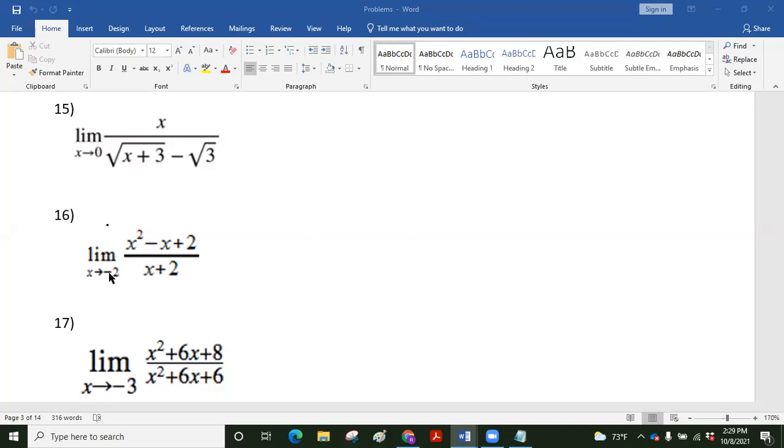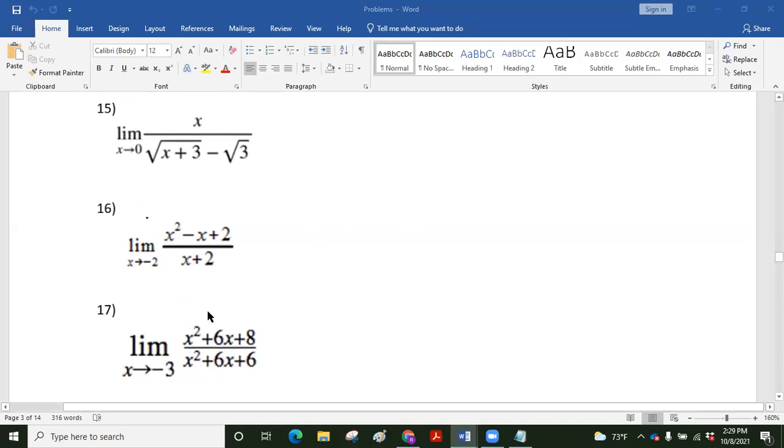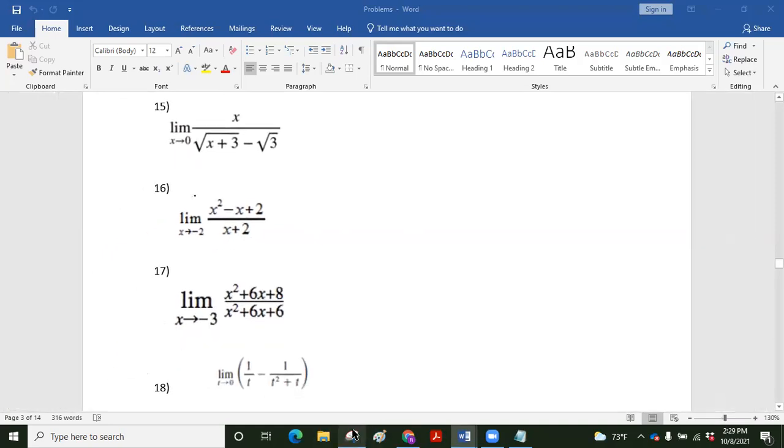So I suppose you could just say that the limit does not exist. There's actually no way to factor the numerator. So sort of moving on to the next question here.